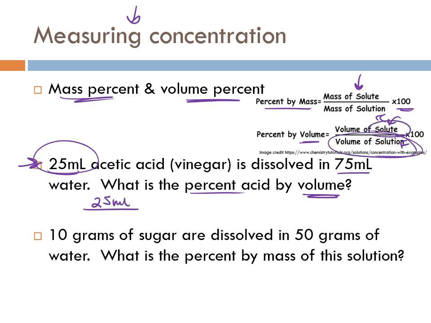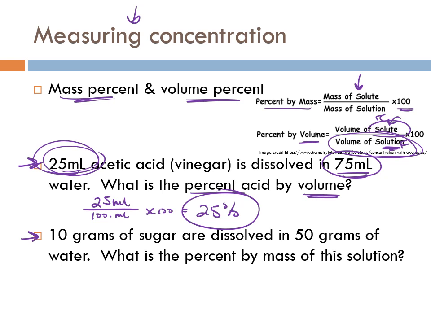Volume of the solution, be careful. If I'm adding 25 mils of vinegar to 75 mils of water, the volume of my solution is the combination of those two things. 25 plus 75 would be 100 milliliters times 100. To turn it into a percent means that my solution is 25% vinegar. Go ahead and do this one in the Edpuzzle on your own.